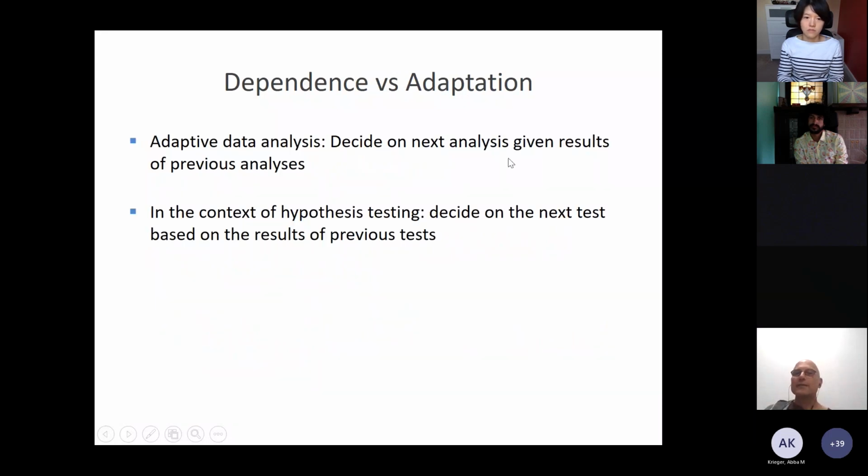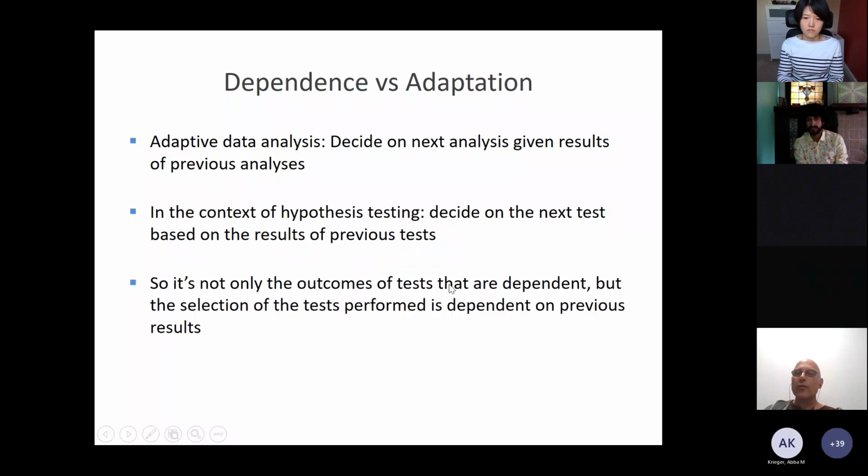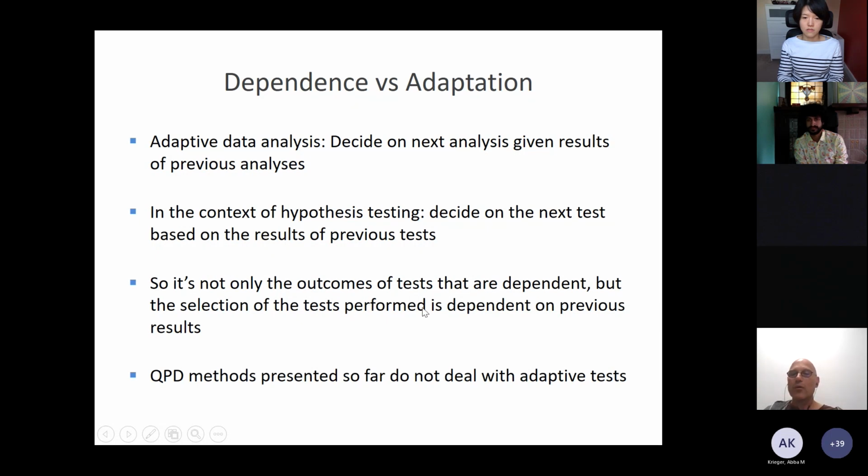So adaptive data analysis is where you decide what to do next given the results of the previous analysis. So now not only the outcomes of the test are dependent, but the tests themselves depend on previous results. And so, for example, they are no longer marginally valid, given that they've been chosen based on the results of previous tests. And so far, we haven't dealt with adaptive tests at all, and I think in general, it's a problem for most of the standard multiple testing approaches.